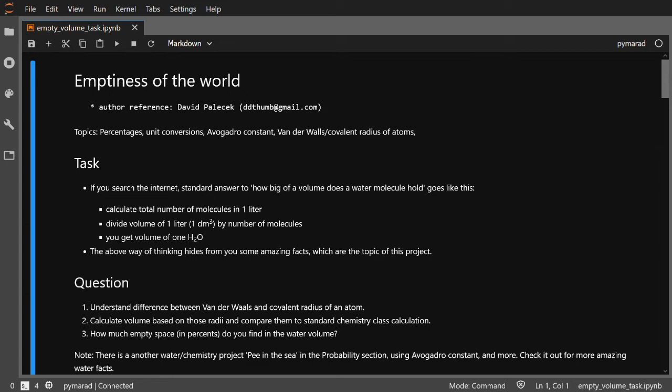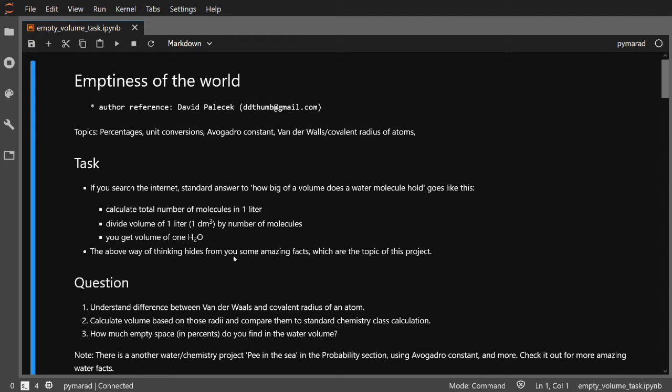When you search the internet, the standard answer goes along the following lines. You calculate the total number of molecules in 1 liter of water, let's say. You divide the volume of 1 liter by the number of molecules. You get the volume of one water molecule. The above way of thinking, however, hides from you some amazing facts, which is exactly the topic of this project.